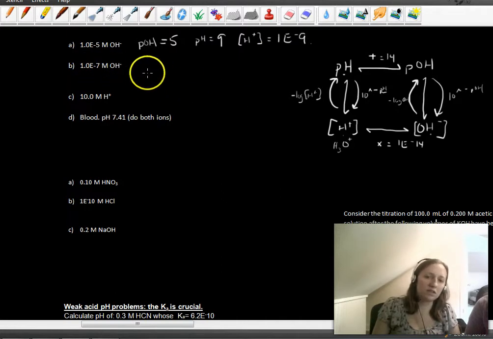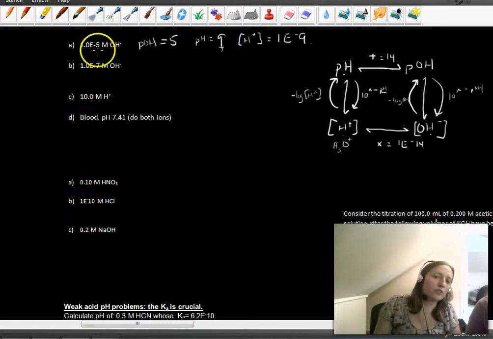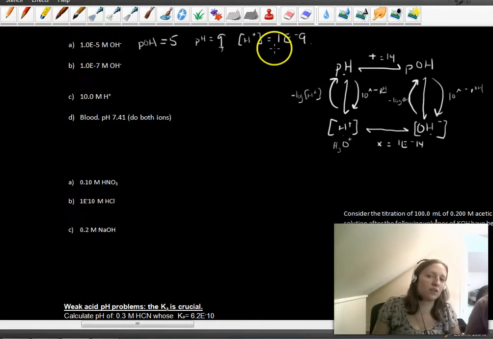Same deal with these guys. Oh, by the way, is this acidic or basic? This is basic. The pH is above 7. And also, there's more hydroxide than there is hydrogen ions.